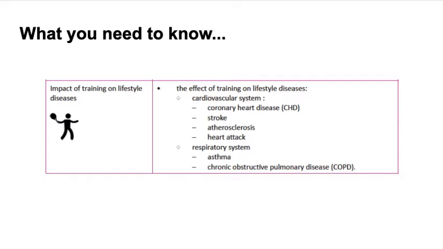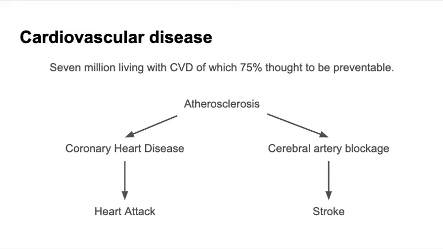With the lifestyle factors, if we look at this again, we need to know briefly some cardiovascular disease. We need to look at respiratory disease. With cardiovascular disease, as a nice little starter if you get a 10-mark question, there's around 7 million people living with CVD, cardiovascular disease, and around 75% is thought to be preventable. So as you move through your education in sports science, exercise science, this is a big thing that you need to be getting into. Now, in the book, it deals with atherosclerosis, coronary heart disease, heart attack, and stroke. So I've set it out slightly differently.